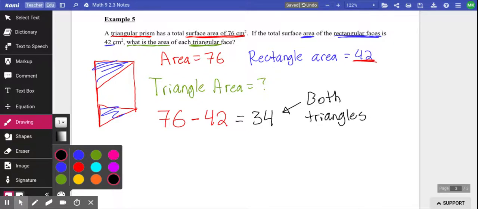The question asked, what is the area of each triangular face? That means they want to know one triangular face. Divided by 2. So if 34 is both, if you divide that by 2, 34 divided by 2, it tells you the area of one triangle.